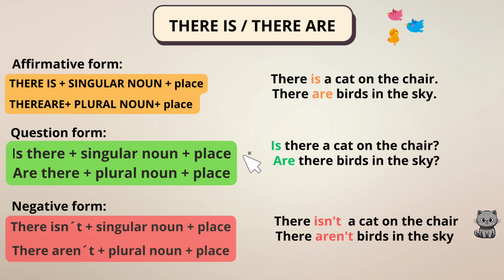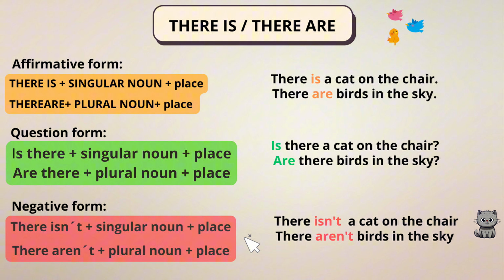Question form, is or are. Go forward, is there plus singular noun plus place. Is there a cat on the chair? Are there plus plural noun plus place. Are there birds in the sky?